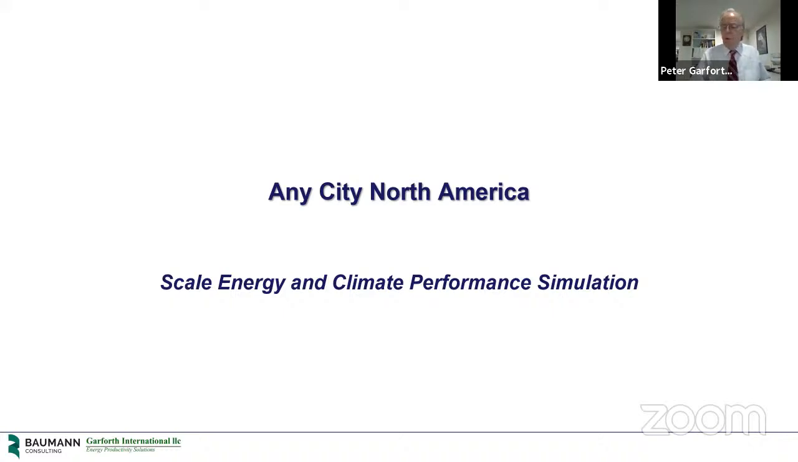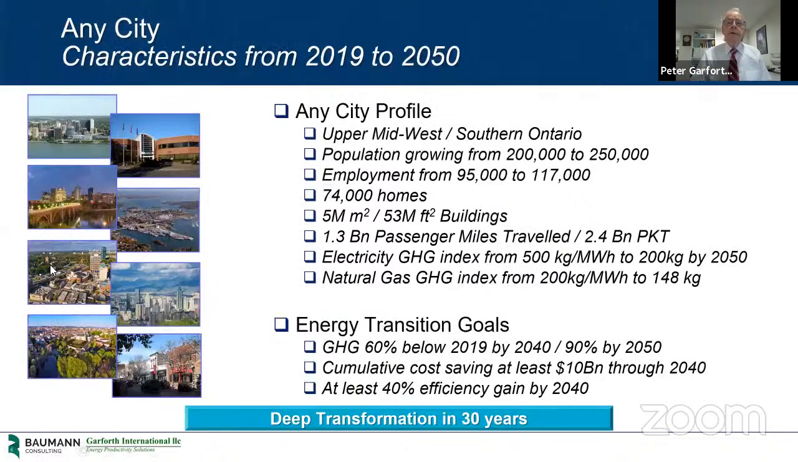So what is Any City North America? It's a city in the upper Midwest or Southern Ontario. It's got a couple of hundred thousand people. It's going to grow about 25% over the next 30 years. Employment is going to grow in line with population. It's got about 80,000 planning lots in its property profile, a lot of them residential.